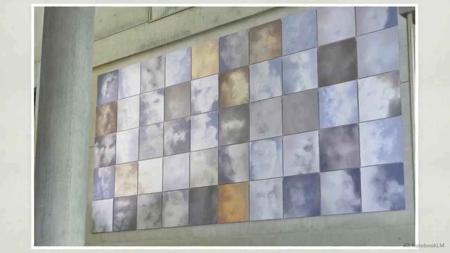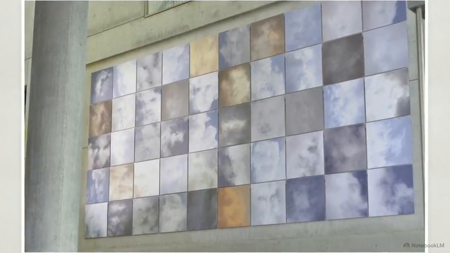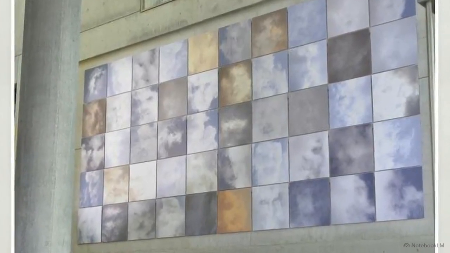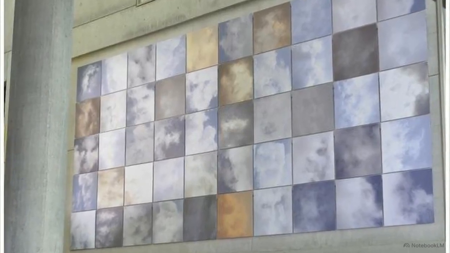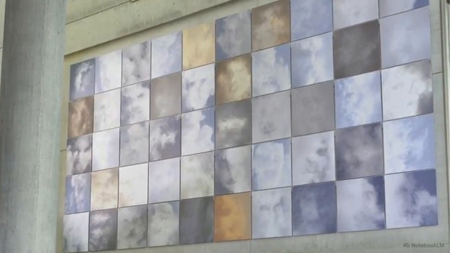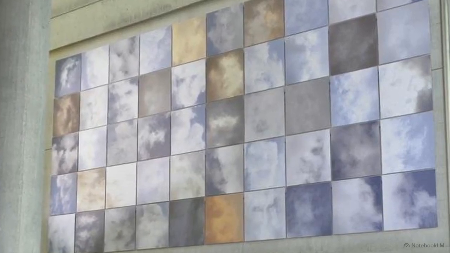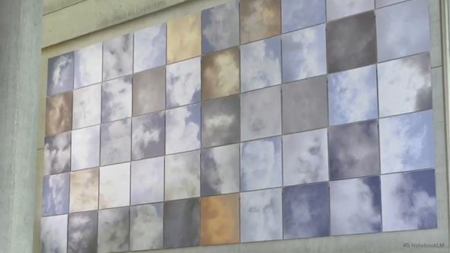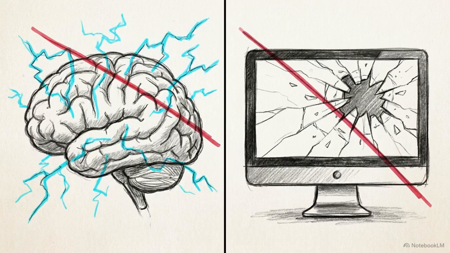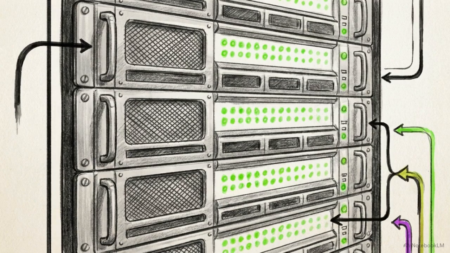When artists set up this installation in Seoul, they arranged photographs of clouds into a massive grid. They ran these through facial recognition software. It analyzed the water vapor and confidently flagged a match. It detected human faces staring back. It's tempting to assume the AI was hallucinating or that the software was simply broken. But the entire system was operating perfectly.